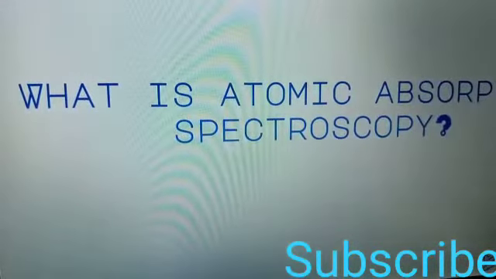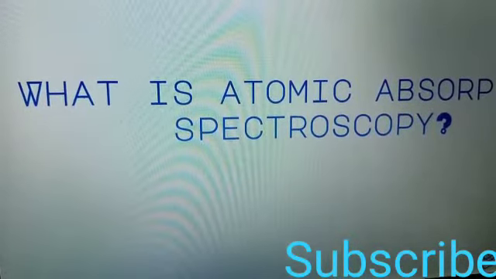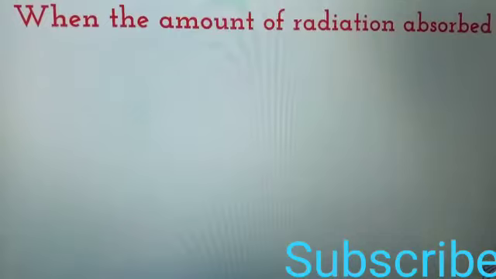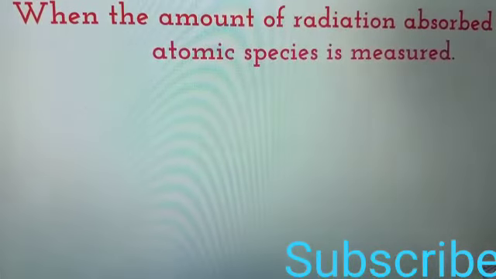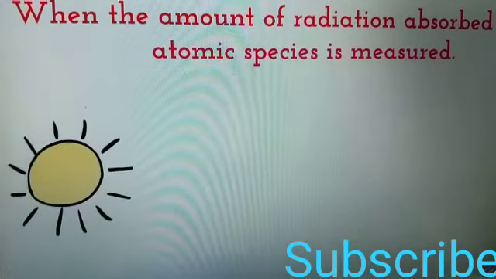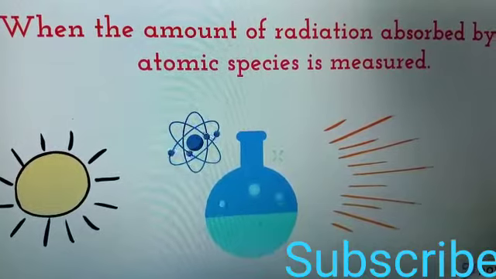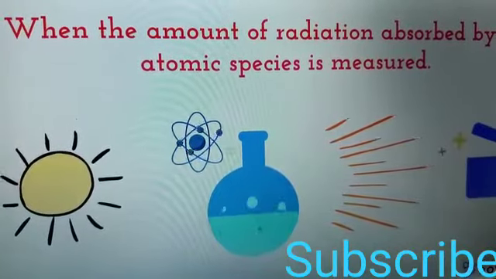What is atomic absorption spectroscopy? When the amount of radiation absorbed by an atomic species is measured, this form of spectroscopy is called atomic absorption spectroscopy.